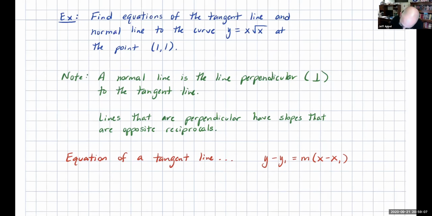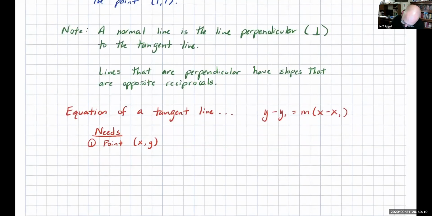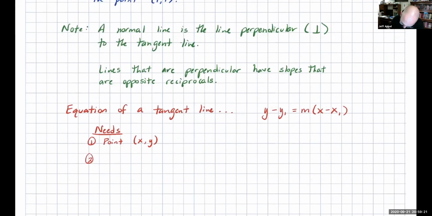So our needs list is going to be one, we're going to need a point, right? So some XY combination. And then the other thing we're going to need is the slope, but importantly, the slope at the given point. All right, so we're going to need all of these things to be able to find the equation of a tangent line.